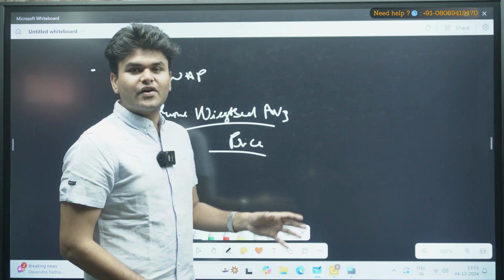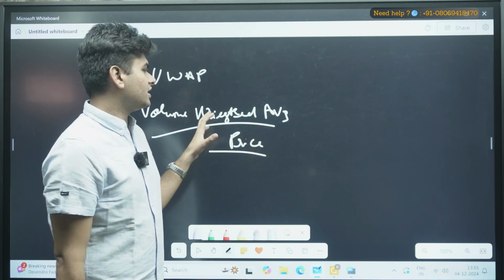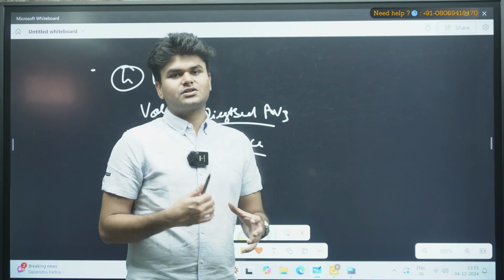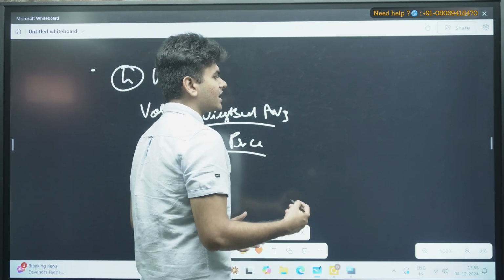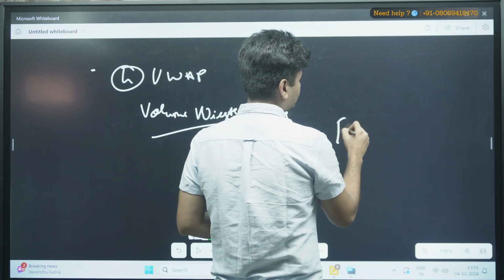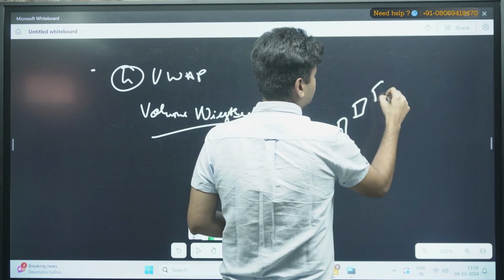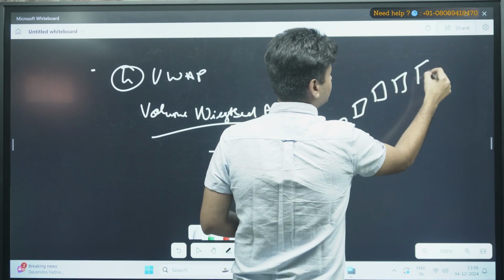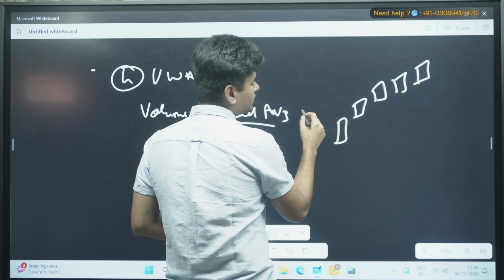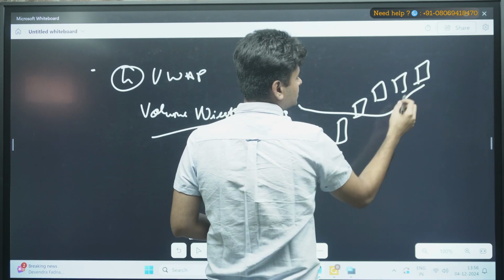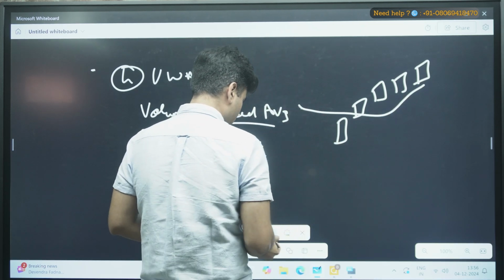To identify that, VWAP helps us identify if the VWAP price is crossed. So it is like MA only. Whenever you are seeing the price action, with the price action you can see the VWAP. So if the price, let's just suppose this is the VWAP.